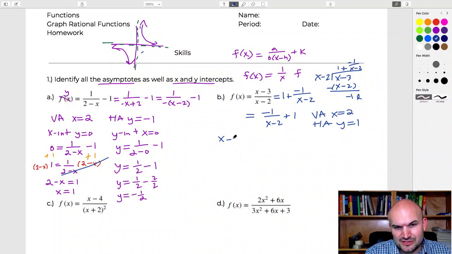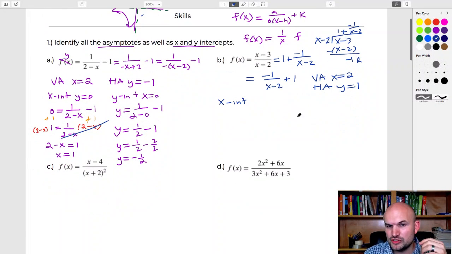To find the x-intercept, I know that y is equal to 0, right? So, but rather using this form, I'm going to use my rational function form because what I'm about to show you is going to save you a lot of time when trying to find the x-intercept. And I'll work it out this one time, but then I'm going to use a shortcut for the other problems. So if I replace this y with 0, I have 0 equals x minus 3 over x minus 2.